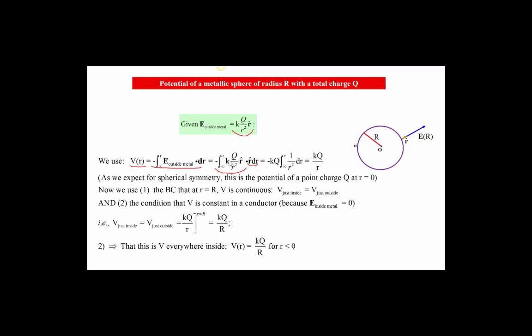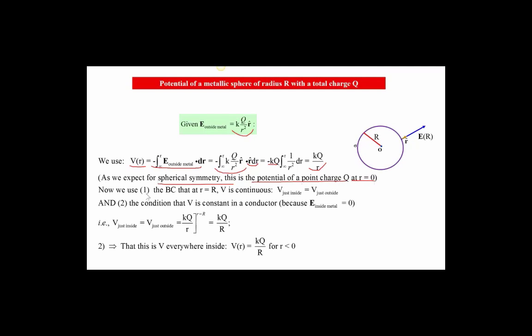This is E vector outside. And so simplifying that, we'll have minus kQ times this integral here. And if you work that out, you get minus 1 over r. The potential outside is what we might expect for a point charge. It's kQ over r. For spherical symmetry, this is the potential of a point charge Q located at the origin.